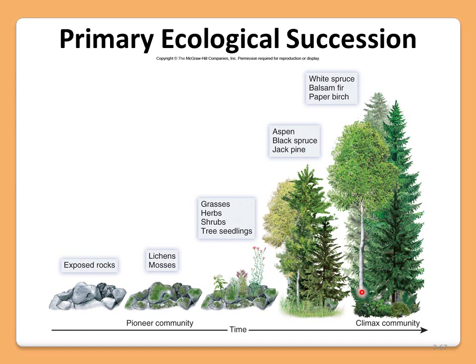So you've got in this community your lichens and your mosses and your grasses and your shrubs and your small trees and your large trees. And so as you can imagine, with all those different types and variety of plants, you have a lot of different types and varieties of animals living there.